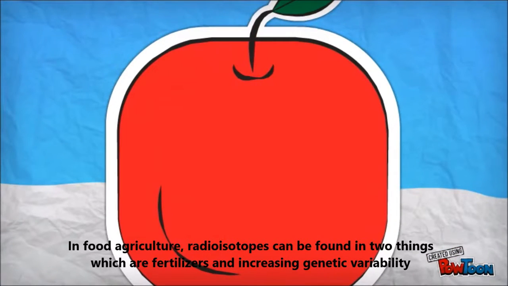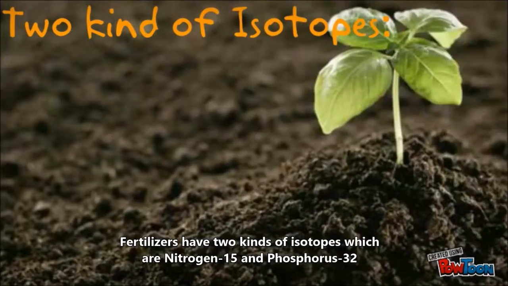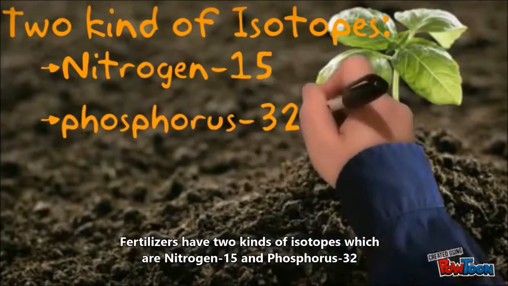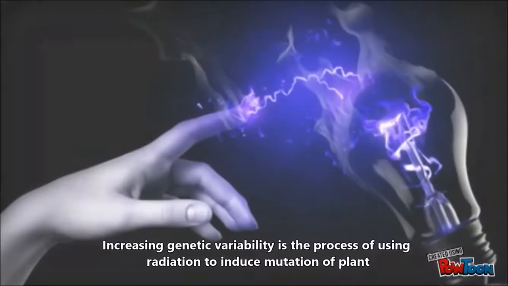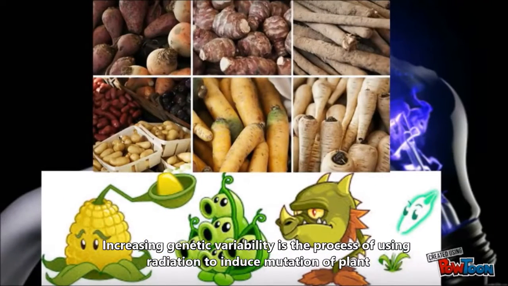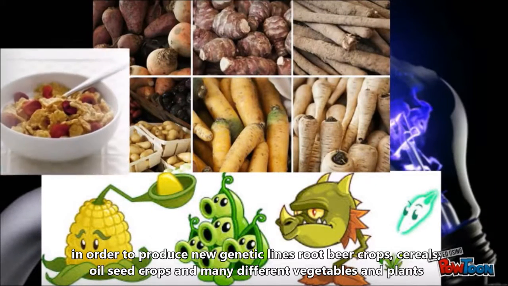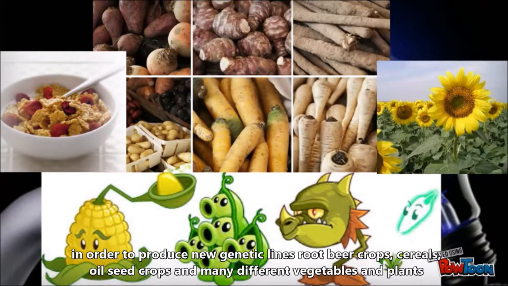In food and agriculture, radioisotopes can be found in two areas, which are fertilizers and increasing genetic variability. Fertilizers use two kinds of isotope, which are nitrogen-15 and phosphorus-32. These isotopes track the amount of nitrogen the plant takes from the air or the root. Increasing genetic variability is the process of using radiation to induce mutation of a plant in order to produce new genetic lines, such as root crops, cereals, oilseed crops, and many different vegetables and plants.